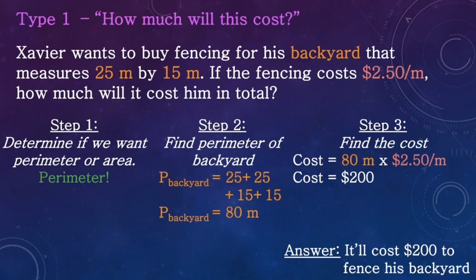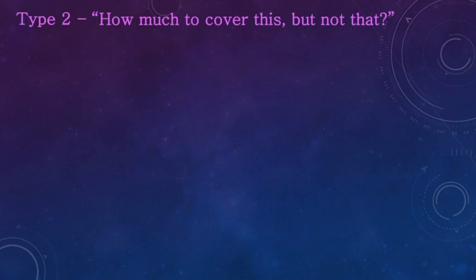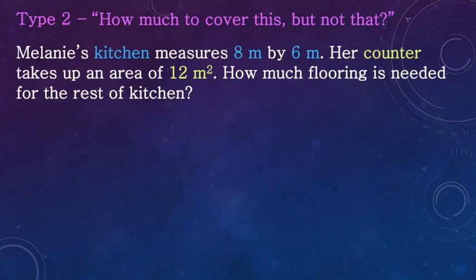Okay, so let's look at type 2. How much to cover this, but not that? And you'll recognize this type of question. All right, so give it a second. Melanie's kitchen measures 8 meters by 6 meters. Her counter takes up an area of 12 meters squared. How much flooring is needed for the rest of the kitchen?